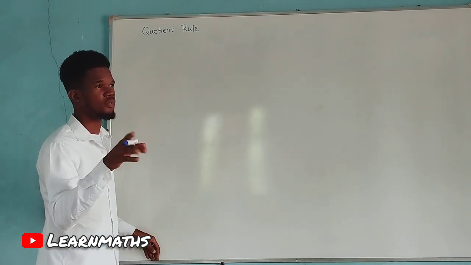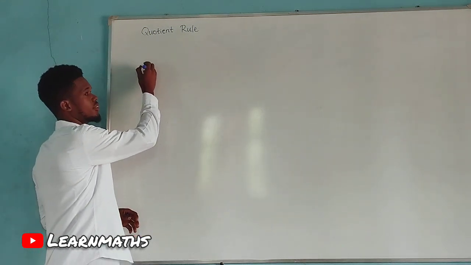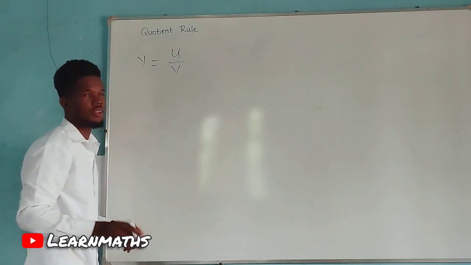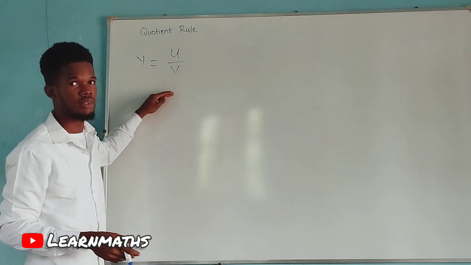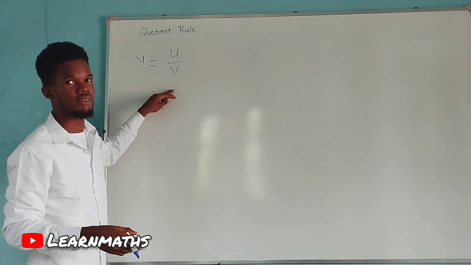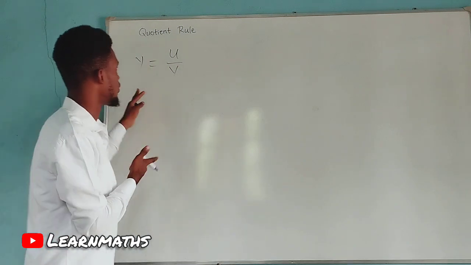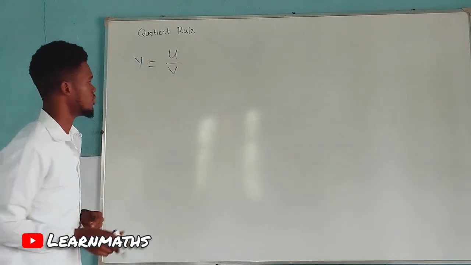Now for the quotient rule, you're going to have functions like this to differentiate. Let's say this function y equals u over v. You can see this is a fraction. We have a function above and a function below, the numerator and the denominator. So if we are to differentiate this kind of function, what do we do? We apply the quotient rule.